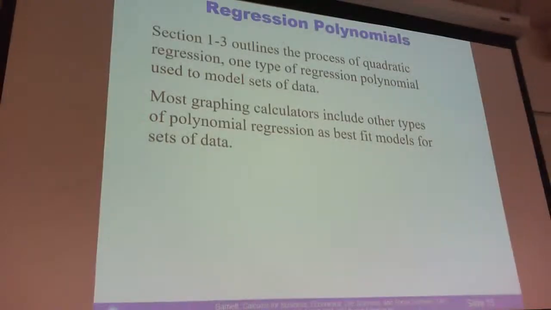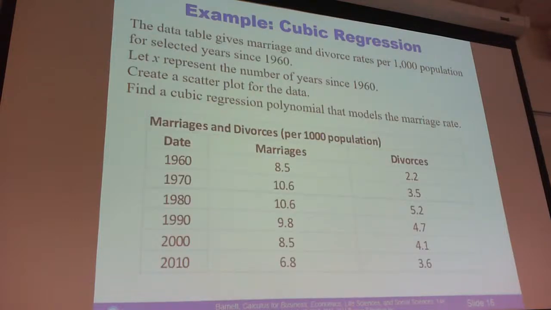In section 1.3, we looked at quadratic regression. Now we're going to look at some other regressions, and our graphing calculator is going to help us. Okay? So here's our example. The data table gives marriage and divorce rates per 1,000 population for selected years since 1960. Let x represent the number of years since 1960. Create a scatter plot for the data. Find a cubic regression this time that models the marriage rate.